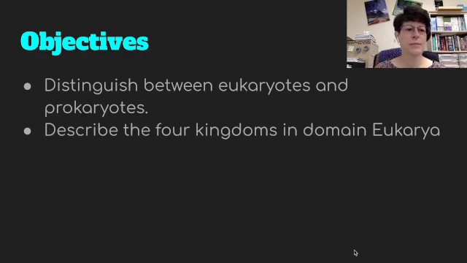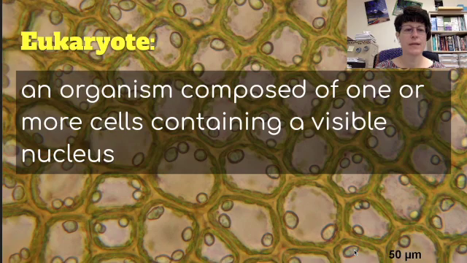So, our objectives today will be to distinguish between eukaryotes and prokaryotes and describe the four kingdoms in domain Eukarya. So a eukaryote is an organism composed of one or more cells containing a visible nucleus. Remember, a prokaryote does not have a visible nucleus. So the difference here is eukaryote has a nucleus.